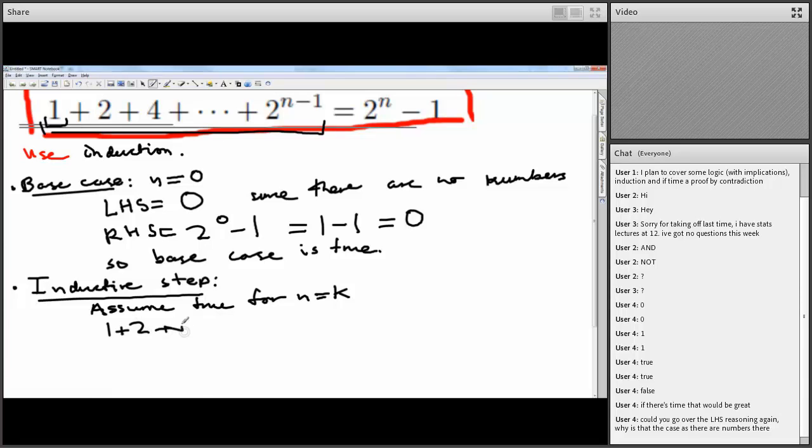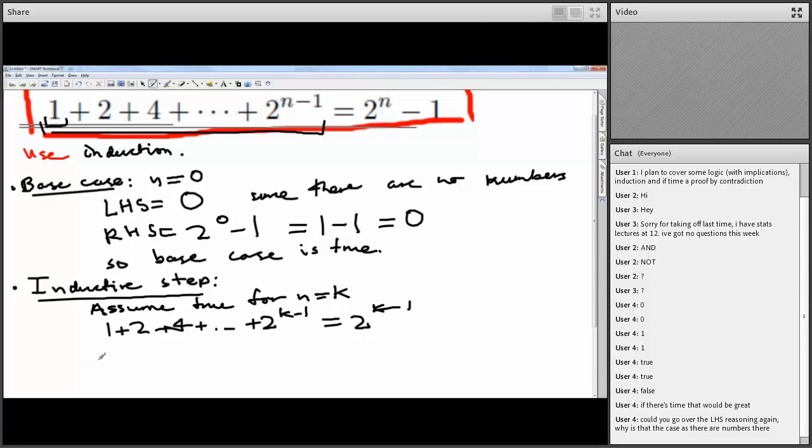So I'm assuming that this thing here is true, and I just write down k's instead of n. So k here is a placeholder for all the different integers that it might possibly be. So we start with that assumption and then we do something next.